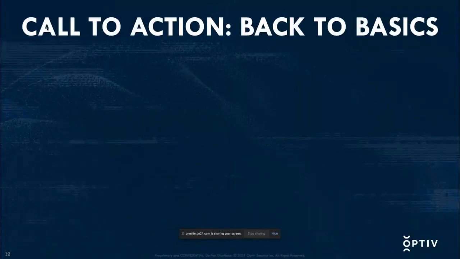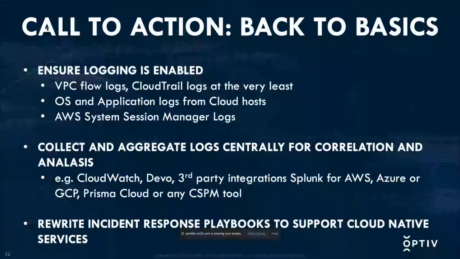Okay, so what is our call to action? Essentially, it's a back to basics approach. Make sure that you're doing some basic things like ensure the logging is enabled. Don't be those 1,551 other VPC flow log owners that don't have logs enabled and are flying blind. At the very least, enable things like CloudTrail, but the VPC flow logs are really important in addition to operating system logs and application logs from the cloud host.